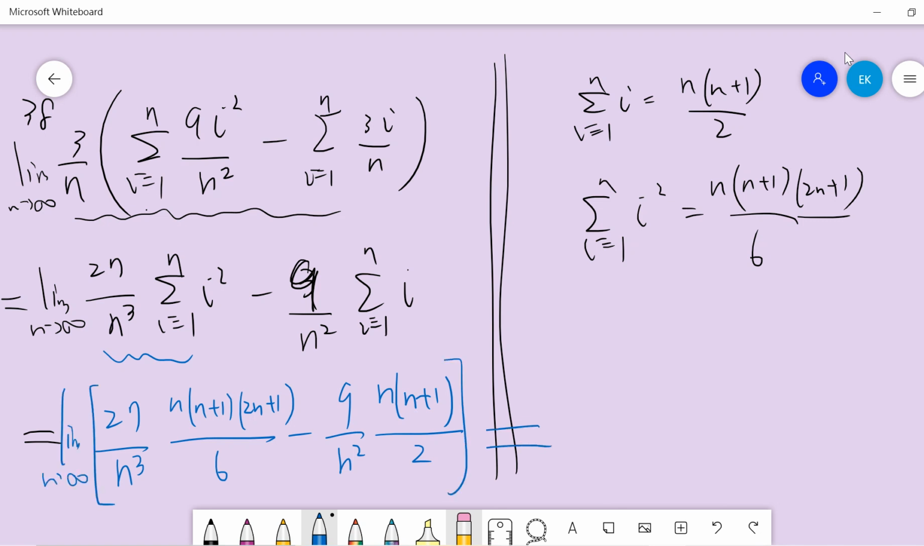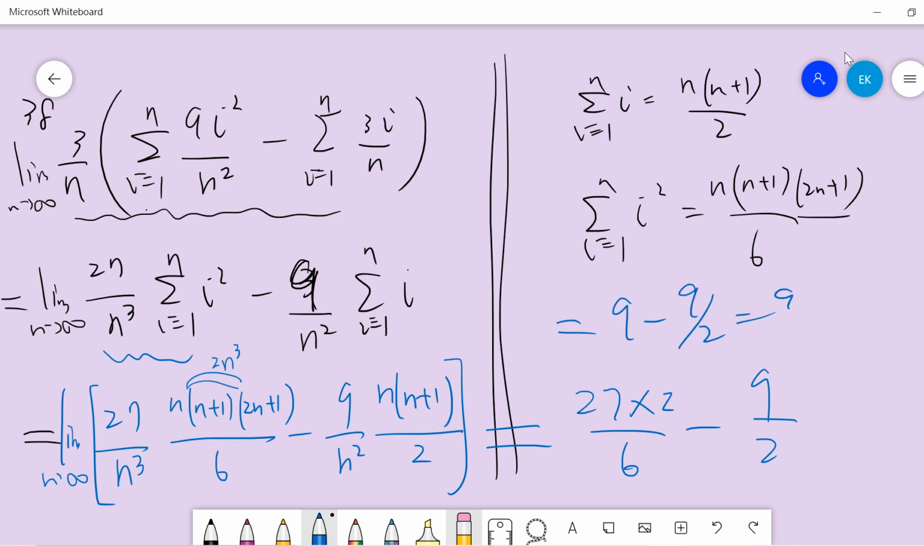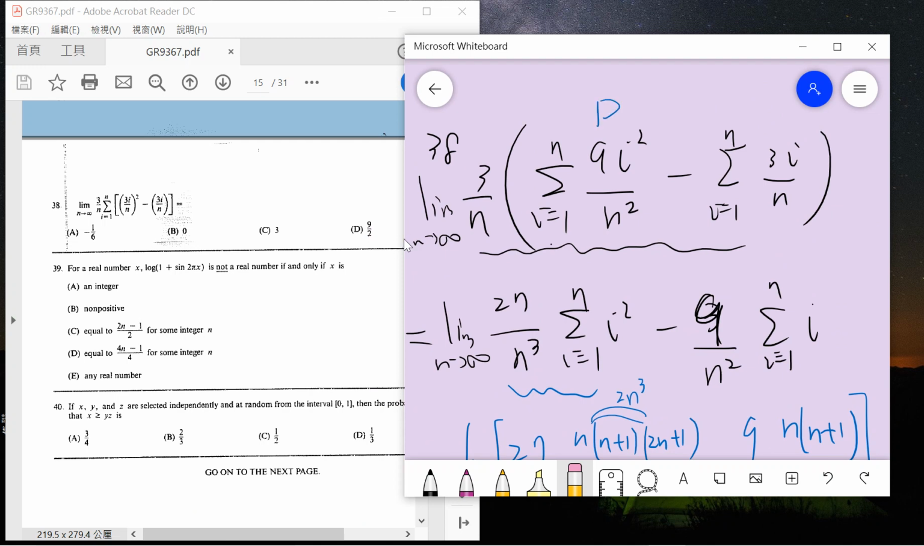So basically you just catch the highest order term. This is 2n cubed, so the 2n cubed cancels with the n cubed. So this is 27 times 2 divided by 6, minus 9 over 2. So basically it's 9 minus 9 over 2, so it's 9 over 2. So the answer is D.